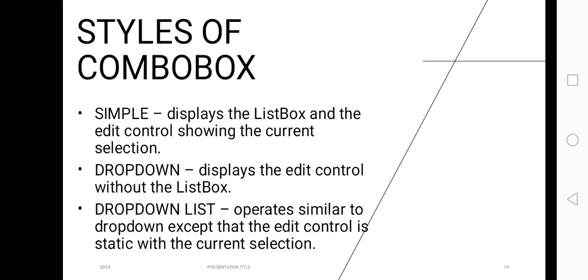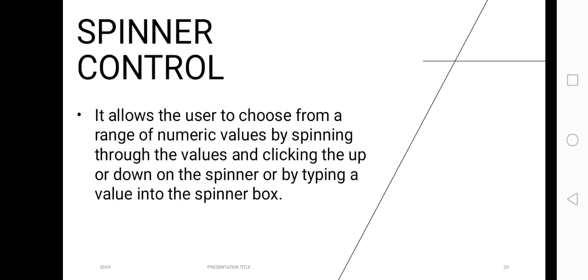First is the simple combo box. It displays the list box and the edit control showing the current selection. Drop down combo box. It displays the edit control without the list box. And the third one is the drop down list, which operates similar to drop down except that the edit control is static with the current selection. So those are the three styles of combo box.